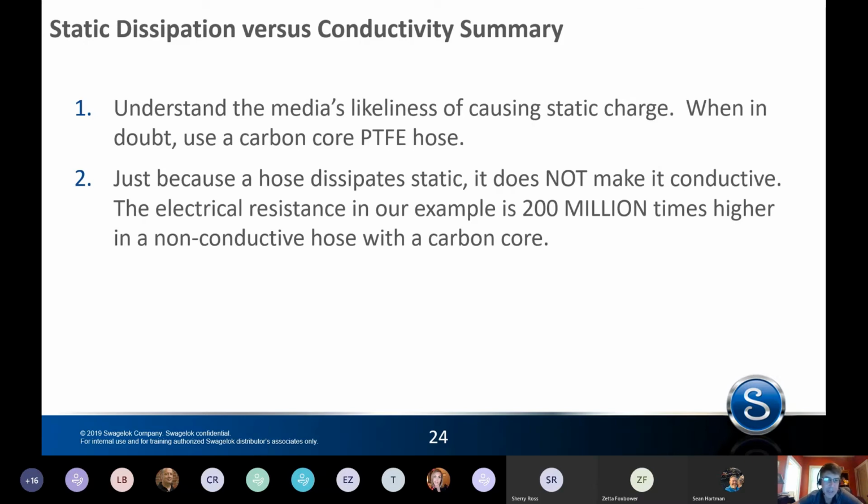So I always recommend that. It looks like it's a dirtier hose because it's black on the inside, but we've done testing and it does not have any leaching effect. It's not a coating, it's infused into the PTFE.